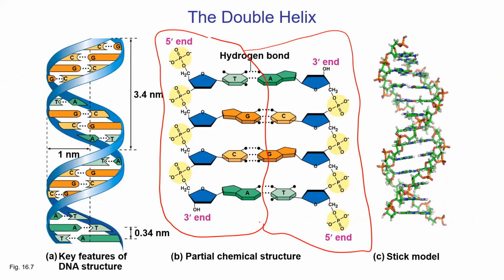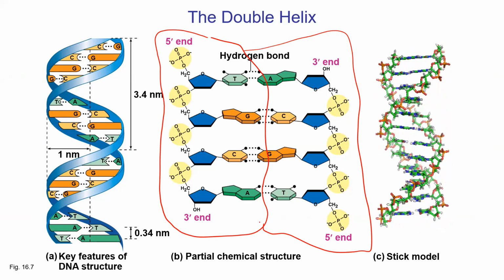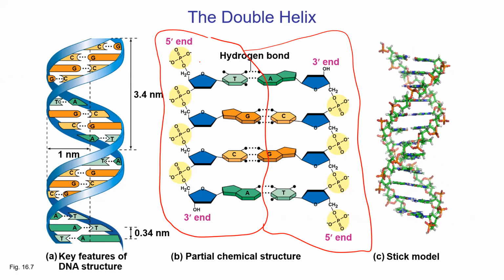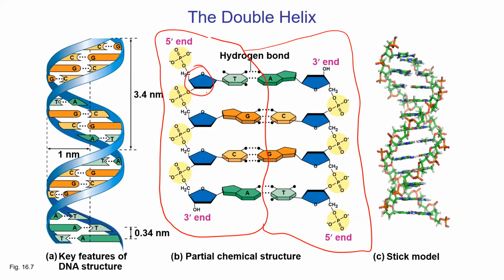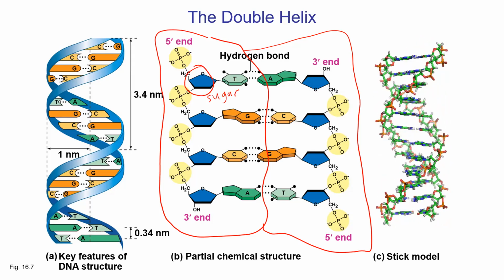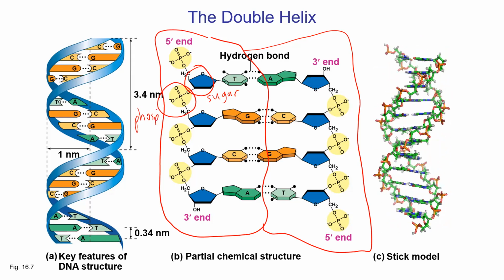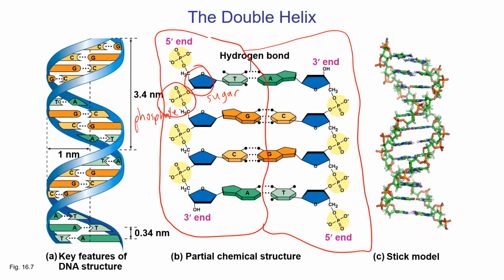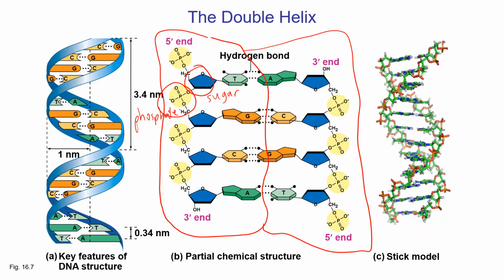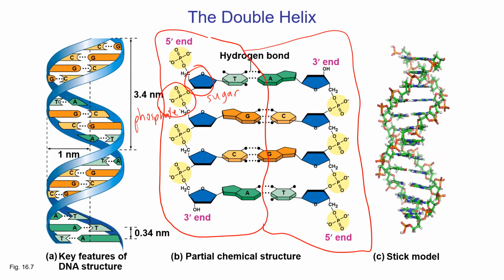There's a couple of things to take a look at when we look at this structure. First of all, we have this phosphodiester backbone. So if you take a look here, we've got a sugar. This is a pentose sugar. It has 5 carbons. And we have a phosphate. And so it goes sugar, phosphate, sugar, phosphate, sugar, phosphate, and so on. And these phosphates have negative charges. That's important for gel electrophoresis.